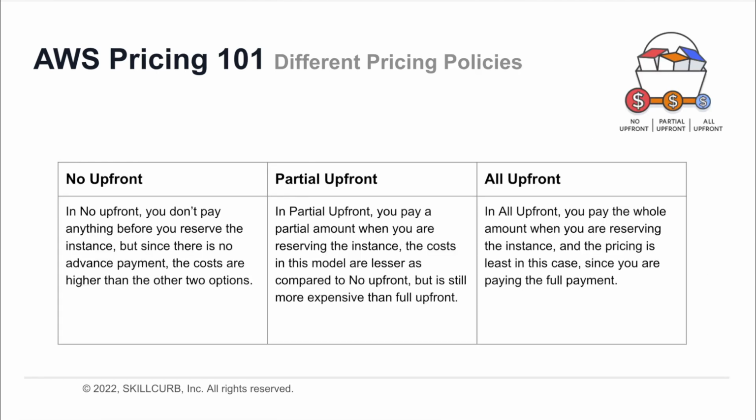So for pay less when you reserve, these are the different pricing policies. The first one is no upfront. In no upfront, you don't pay anything upfront before you reserve the instance. But since there is no advance payment, the costs are higher than there would be for the other 2 options. The second one is partial upfront. In partial upfront, you pay a partial amount when you are reserving the instance. The costs in this model are less compared to no upfront, but it's still more expensive than full upfront.